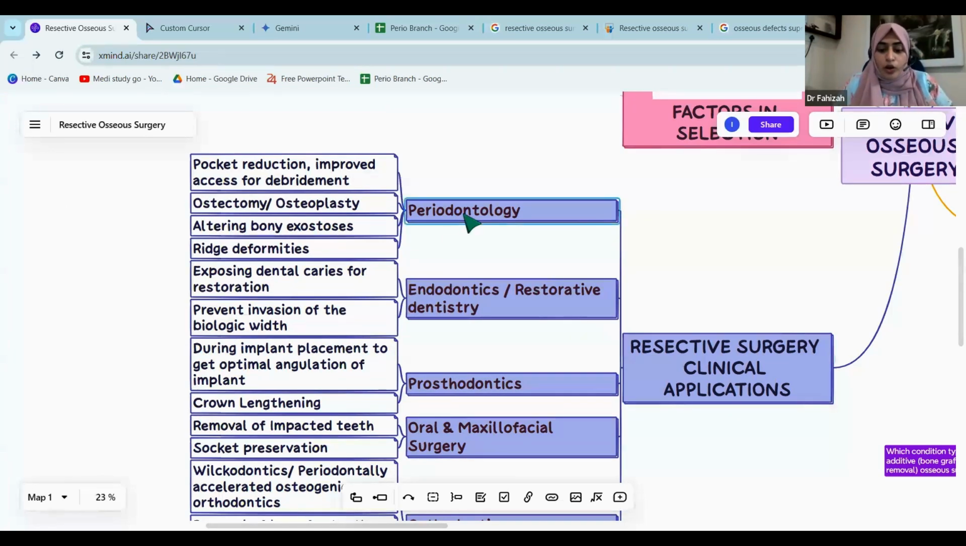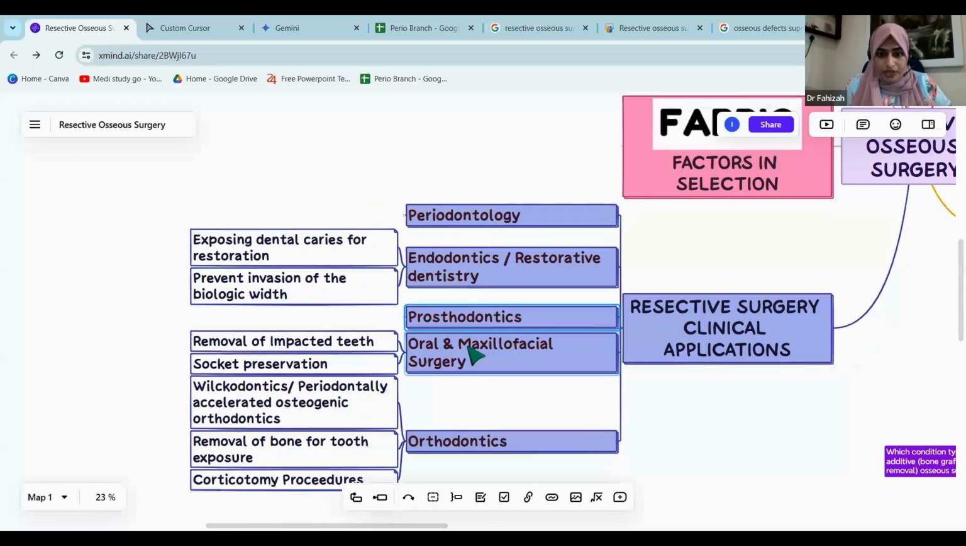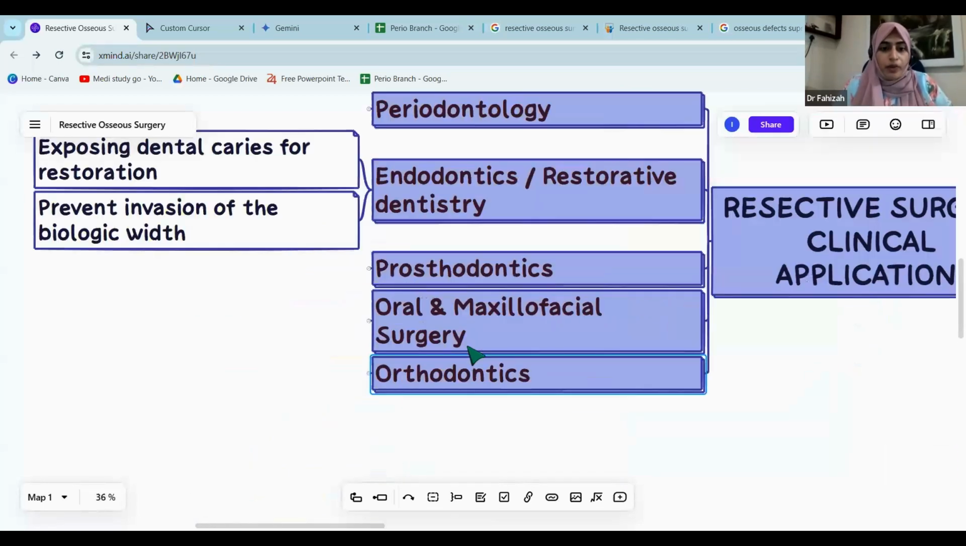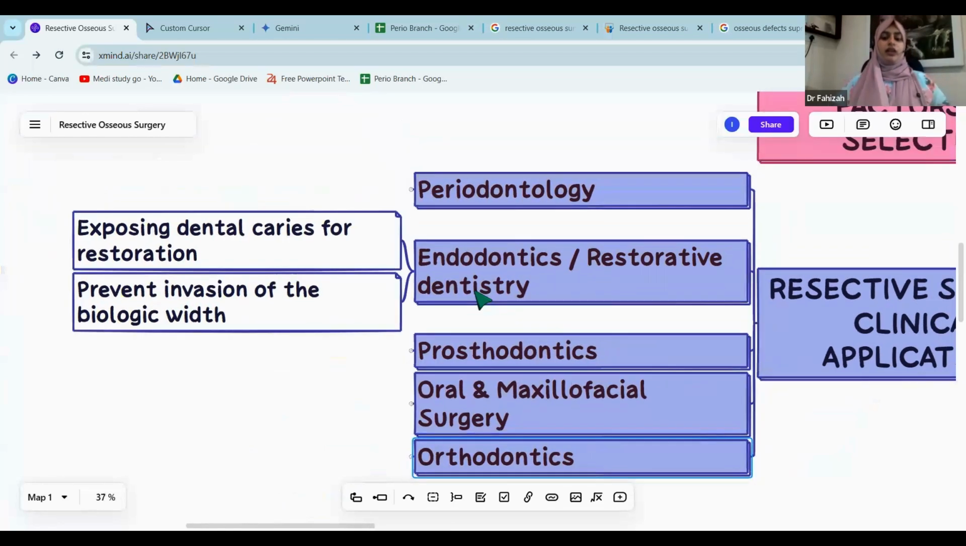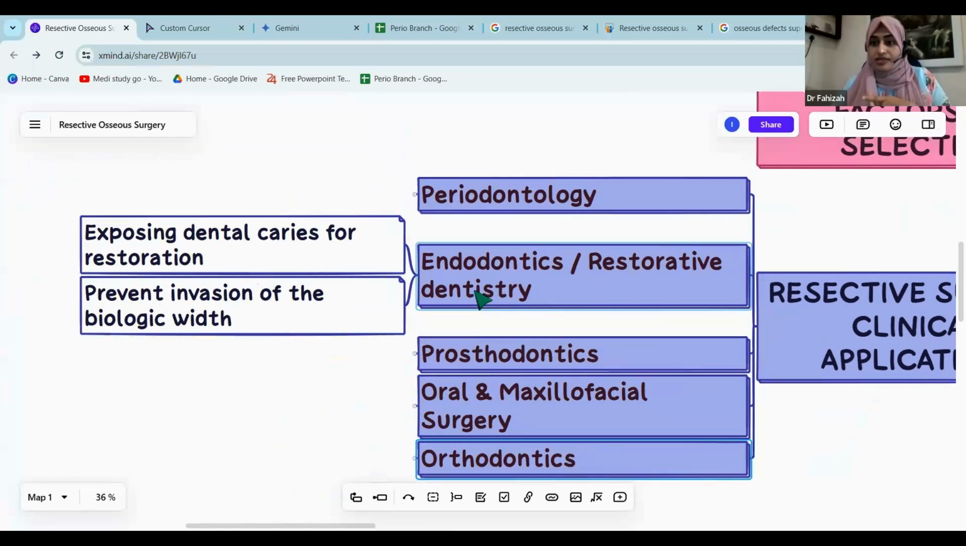Coming to endodontics. Endodontics and restorative dentistry, exposing the dental caries when you have subgingival caries, but it's not visible. So you open the gingiva, but the bone is also covering. So that time you have to do a little bit of bone removal to expose the dental caries. This especially happens in radiation caries. Like after oral cancer, when they undergo radiotherapy, they have radiation caries, right? So that becomes very subgingival. So mostly every time you have to cut the bone to see the extent of your radiation caries.